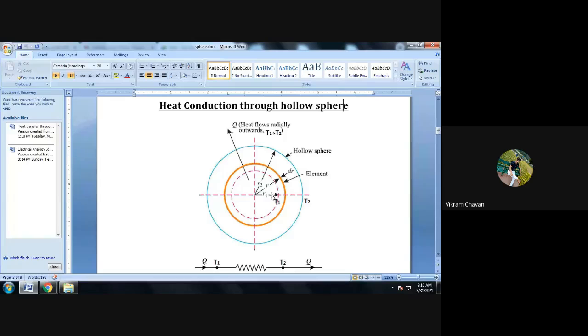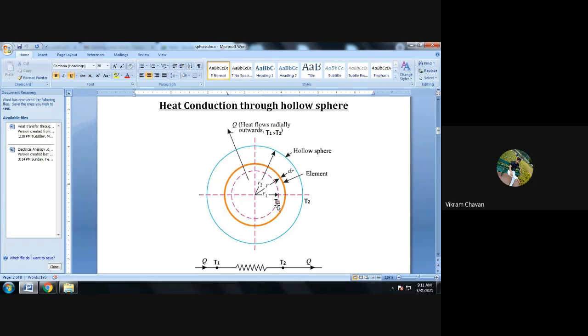Hollow means there will be some cavity inside. We cannot see that internal cavity, so it is represented by the dotted line. It shows that there is one internal cavity, or the sphere is hollow internally. Now this particular sphere has internal radius r1 and external radius r2.